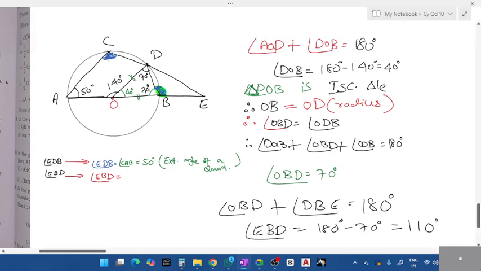Okay, can you tell me the value of angle C? What will be the value of angle C, students? If ABDC is a cyclic quadrilateral, what is angle C? The value is 110 degrees, because we got B as 70 degrees. So we can find all the values, students. If you understand the concept, we could find all the values.